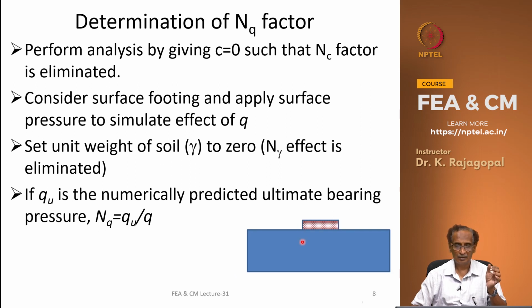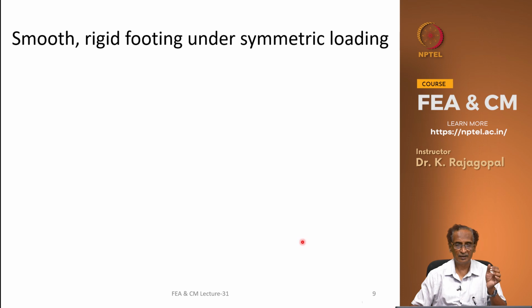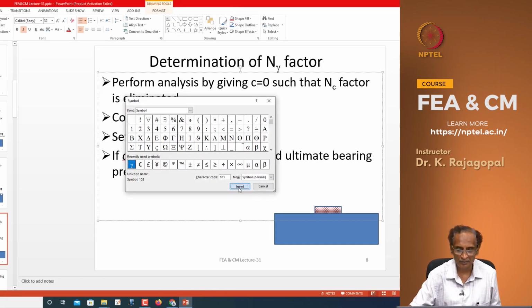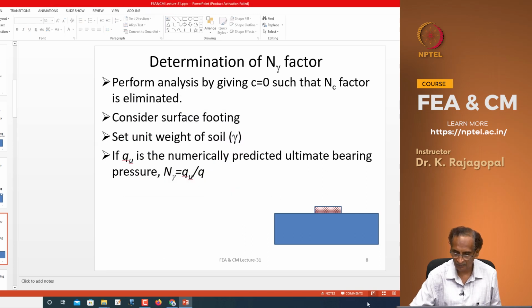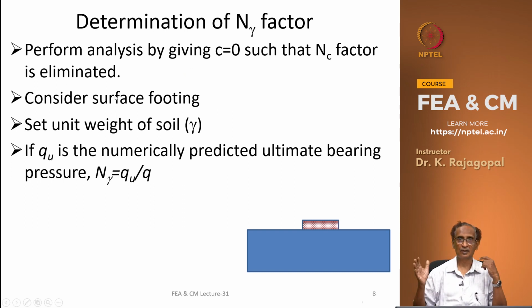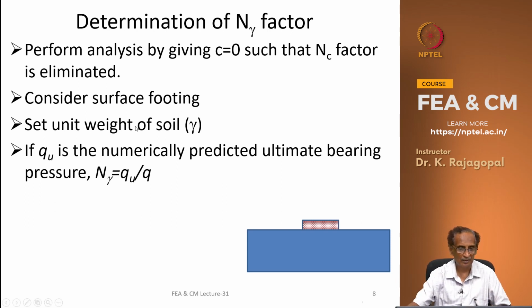Then this is Nq, and then N gamma. Okay, I am sorry about that. I think I cut and pasted, but okay, for determining the N gamma, we can set c to 0, so that the Nc factor is eliminated, and then we place the footing at the surface so that our q is 0 and our Nq effect is also eliminated, and we can set the unit weight of the soil to gamma and then perform the bearing capacity analysis, and our N gamma is qu by q.